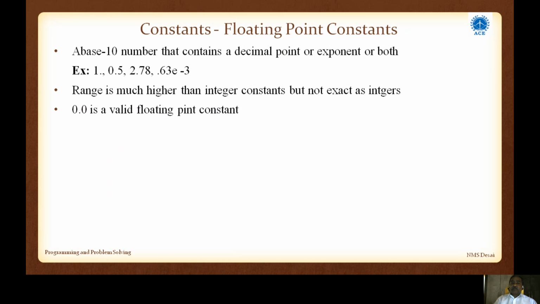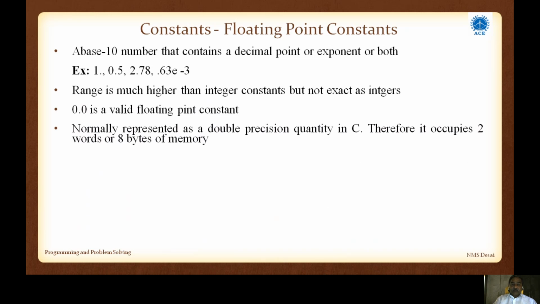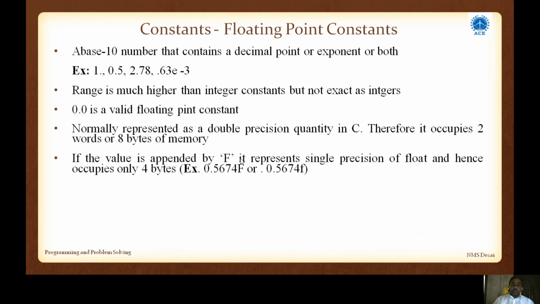0.0 is a valid floating point constant, normally represented by a double precision quantity in C. Therefore, it occupies 2 words or 8 bytes, right? If the value is appended by F, it represents single precision float and hence occupies only 4 bytes. So by default, if I give a const float, it is double precision, right? Then I have to use another argument. That's why I didn't get output there. I will show it in the subsequent programs.